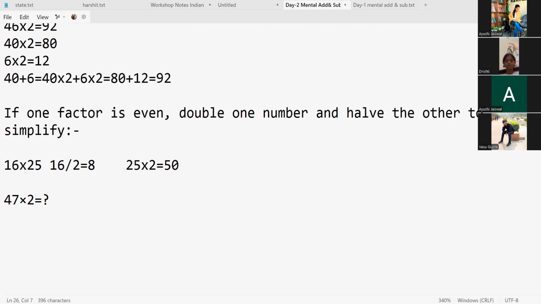94. How did you solve? Explain it. 40 multiplied by 2 equals 80. 7 multiplied by 2 equals 14. Then 80 plus 14 equals 94.